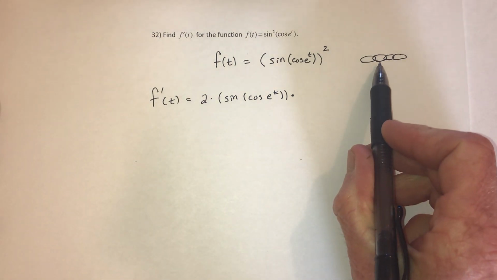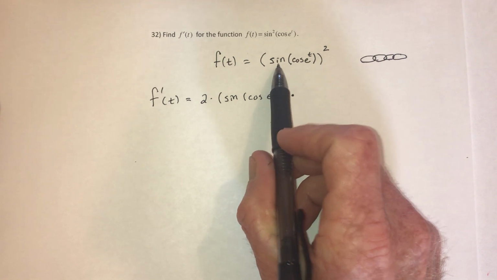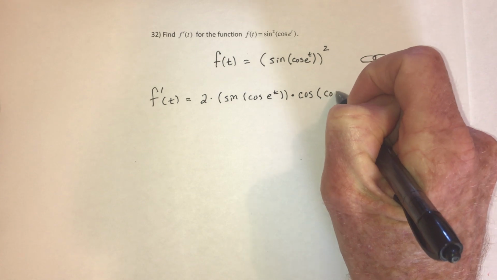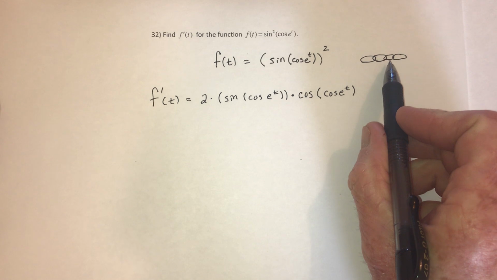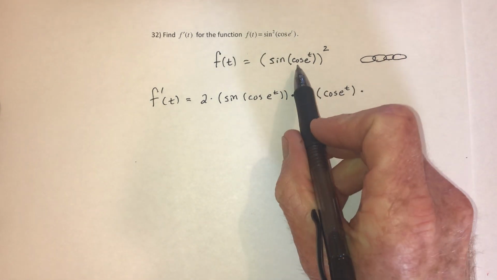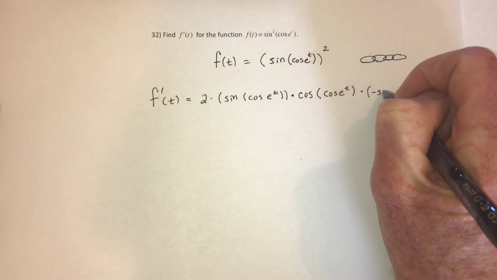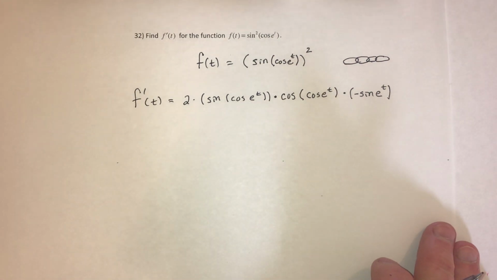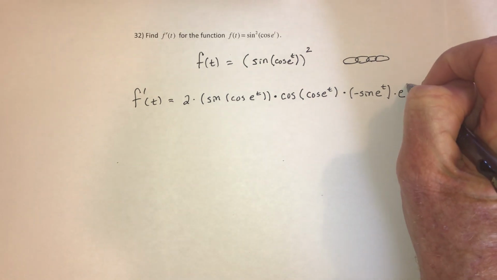Now we're moving on to the next link. So for the next link, take the derivative of the inside, and the derivative of sine is cosine. And then the cosine of e^t stays in the parentheses. Now we move on to the next link of the chain. Now take the derivative of cosine, and the derivative of cosine is negative sine e^t. And then finally take the derivative of the e function, which is the e function.